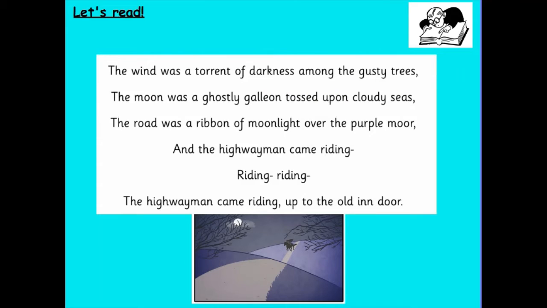Let's read a section of the poem together. So the wind was a torrent of darkness among the gusty trees. The moon was a ghostly galleon tossed upon cloudy seas. The road was a ribbon of moonlight over the purple moor. And the highwayman came riding, riding, riding. The highwayman came riding up to the old inn door.